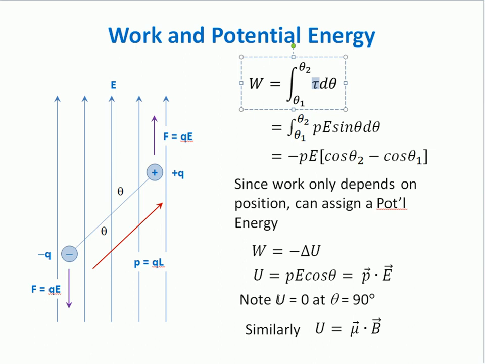This gives you that the potential energy is 0 when these guys go flat across the screen. Right? So when this angle theta is 90 degrees. And you can do the same calculations, identical calculations, and find that the potential energy of a magnet in a magnetic field is mu dot B.